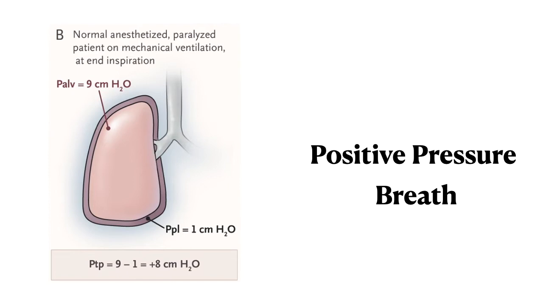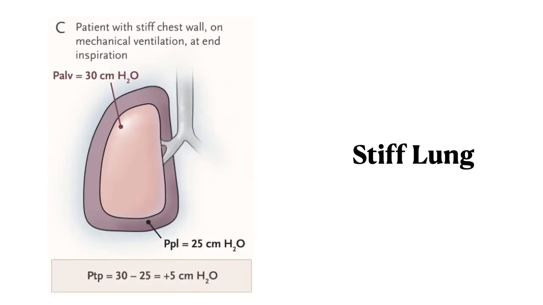Now let's see what happens if the lung is stiff or there is a stiff chest wall. Here you see that the alveolar pressure is 30 and the pleural pressure is 25. Most of the pressure is getting wasted in overcoming the stiffness of the chest wall. So even though you are giving very high pressures, 30, ultimately the pressure that is getting applied on the alveolar walls is only 5. So every time you see a very high pressure, it doesn't mean that your alveoli are getting injured. Many times a lot of the pressure gets wasted overcoming the resistance, or the stiffness, of the chest wall.